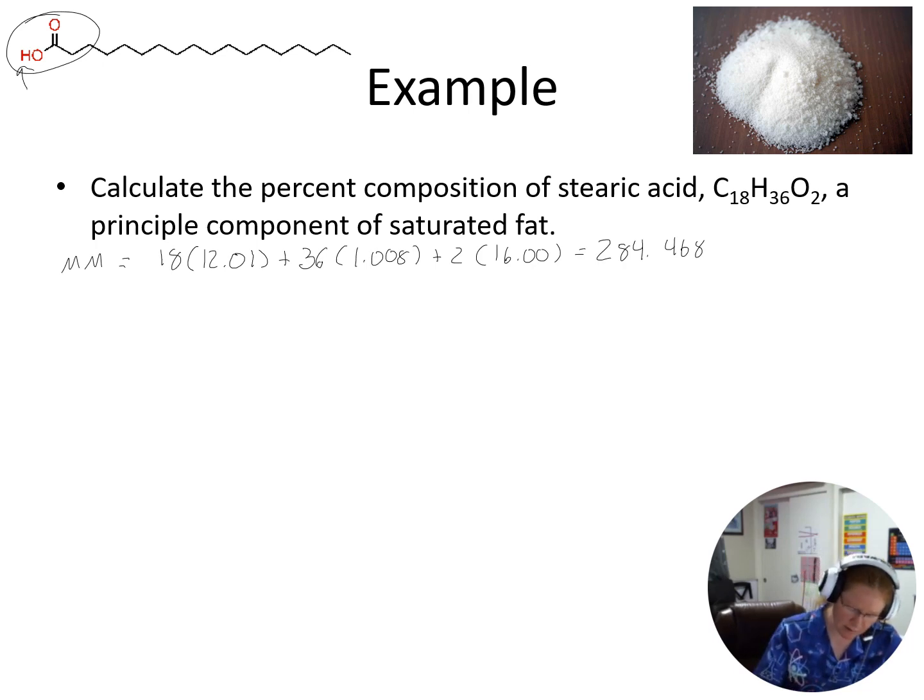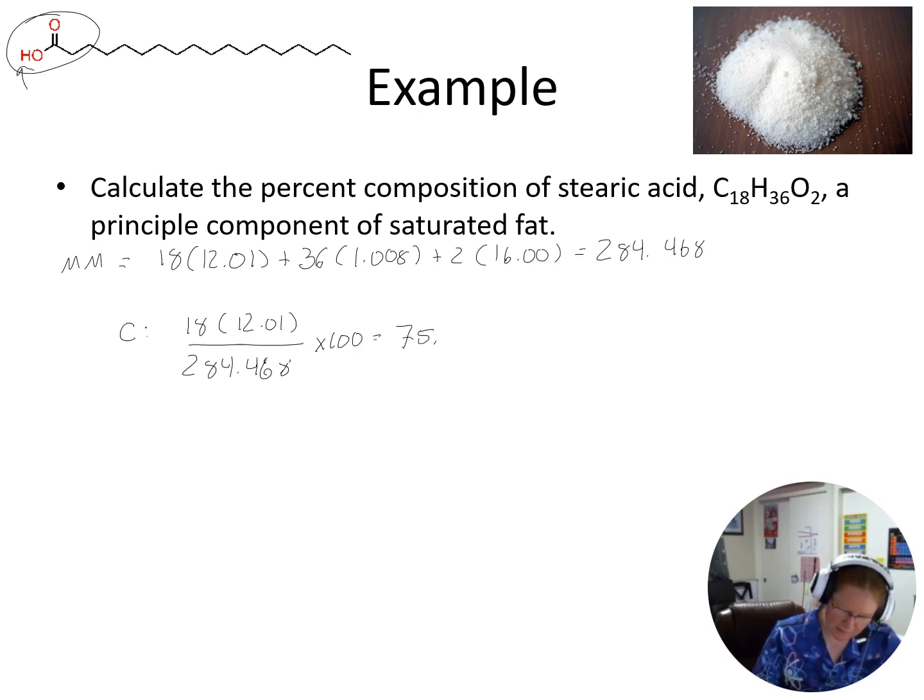All right, so carbon, 18 moles of it times 12.01 over our 284.468 times 100, we get 75.99% by mass carbon. Now hydrogen, there's 36 of them, but remember hydrogen only has a mass of 1.008 grams for every mole. So even though we have 36, we're not going to have a huge percent of our mass composed by the hydrogen.